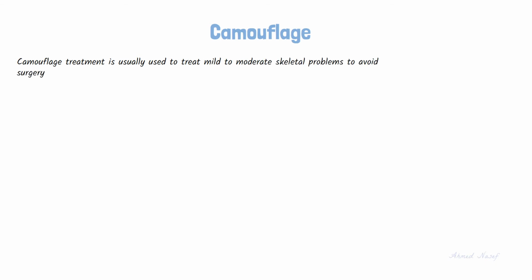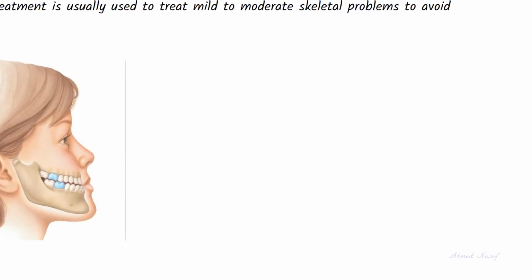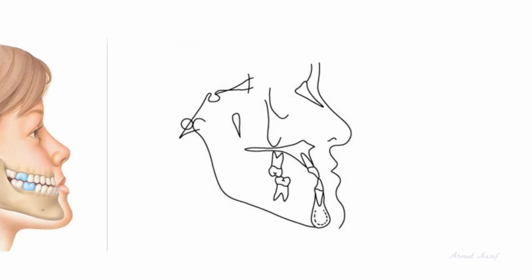Let's have an example. Imagine we have a class 3 in an adult patient, and after analyzing his lateral cephalometric X-ray, it was found that he had a protruded mandible. Of course, the mandible itself can only be corrected or repositioned with orthognathic surgery.